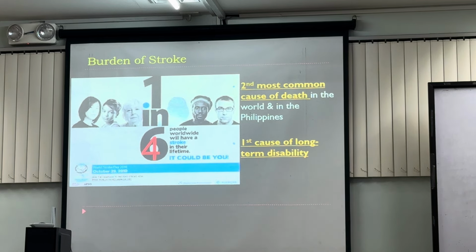Before it used to be, when was this, in 2010? In 2010, we were saying it's 1 in 6. Now we can count 1, 2, 3, 4. You may have a stroke in your lifetime. And that's the reality. It's now 1 in 4 people in this room will have a stroke in their lifetime.